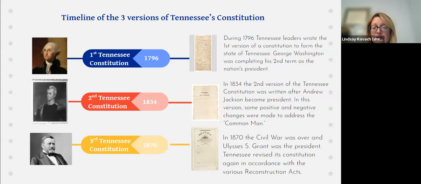And then finally, we have the 1870 version, which was our third Constitution and what we operate under today. This Constitution was written in 1870. The Civil War was over, and we were in the heart of Reconstruction. Ulysses S. Grant was our president during this time. And we revised it so it would fit under various Reconstruction acts.